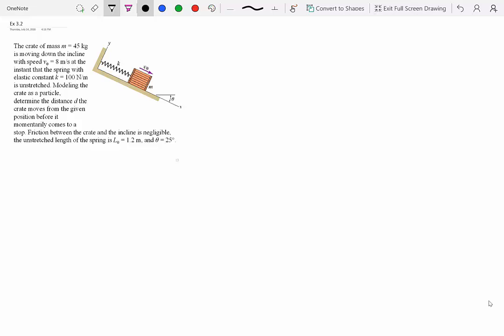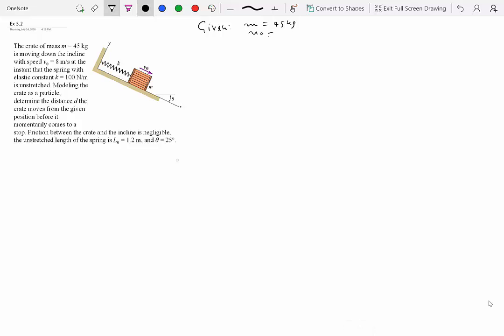So this particular example is a solid example from the textbook. And over here, we have a crate of given mass. So let's start by writing down things that are given to us. So given is the mass, and that is 45 kg. And then it's moving down the incline with the speed v0 equal to 8 meters per second.